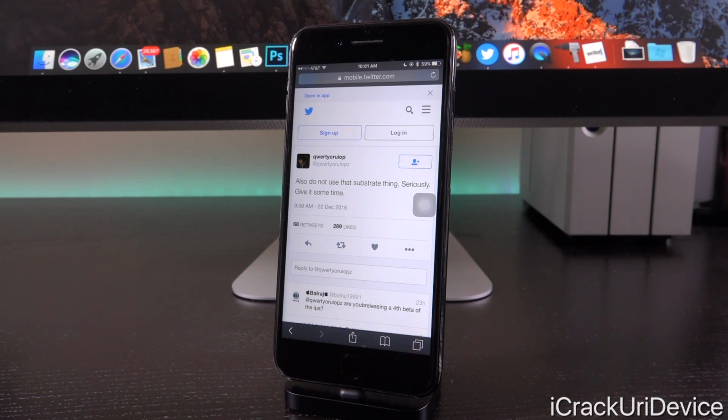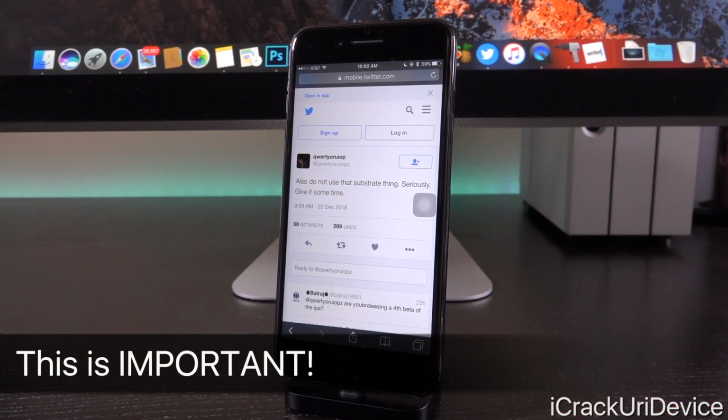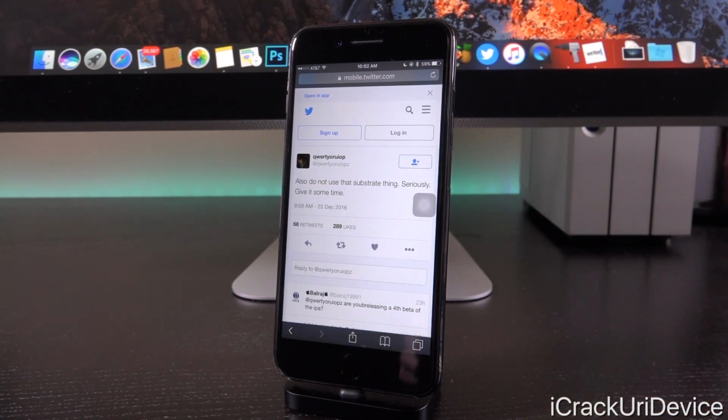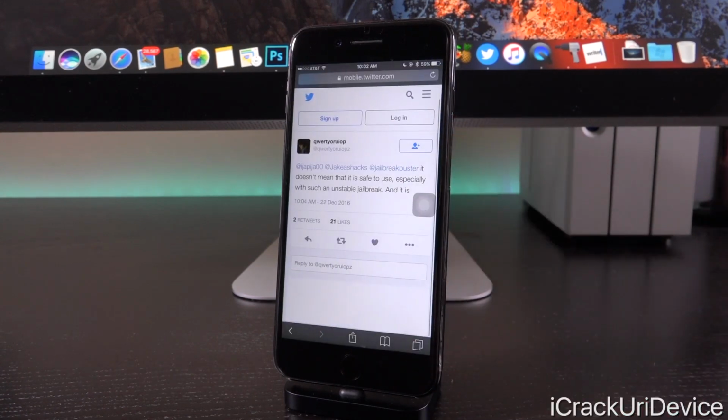Now, you might say there is a way to technically get Substrate to be usable right now on iOS 10.1.1. Now, Luca himself said on Twitter, quote, "Also, do not use that Substrate thing. Seriously, give it some time." And specifically in reply to some individuals asking why they simply cannot use the Substrate fix, he said, quote, "It doesn't mean it's safe to use, especially with such an unstable jailbreak."